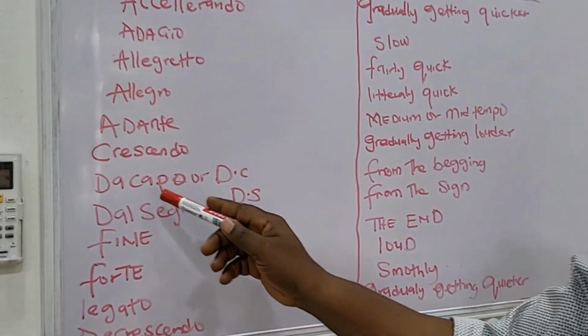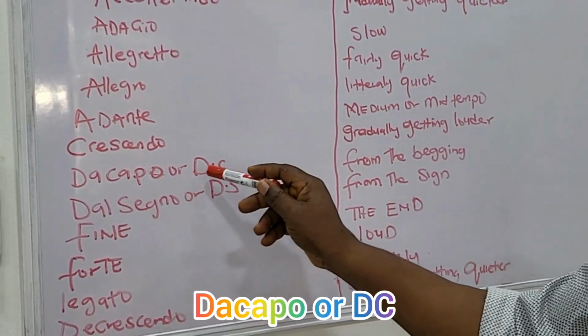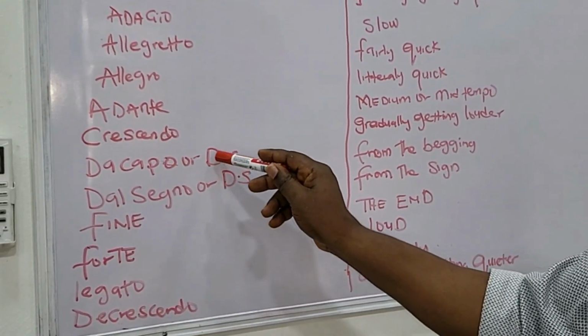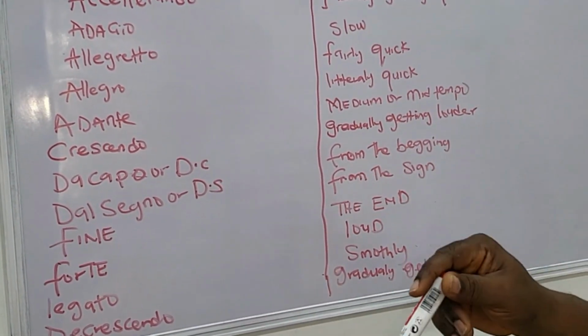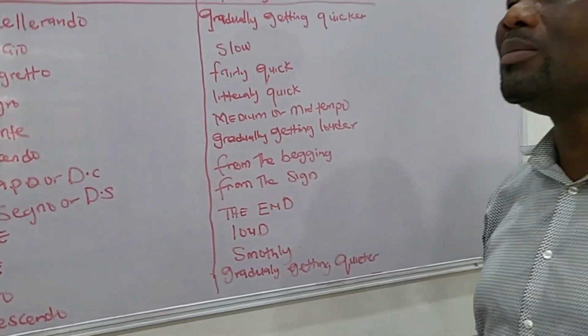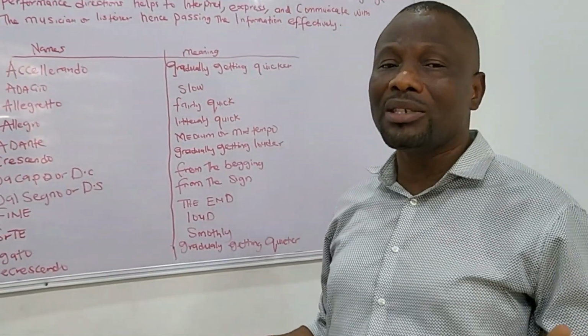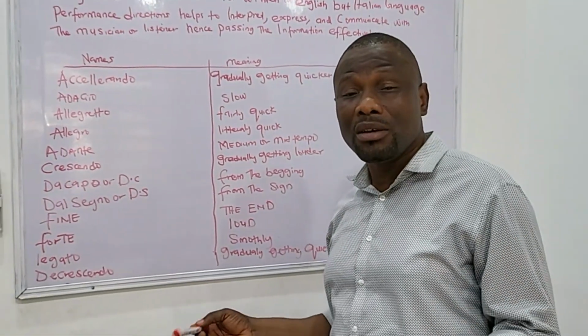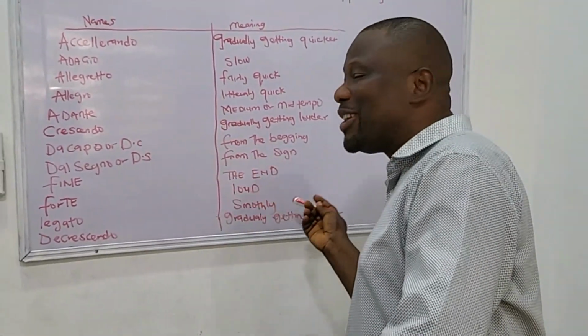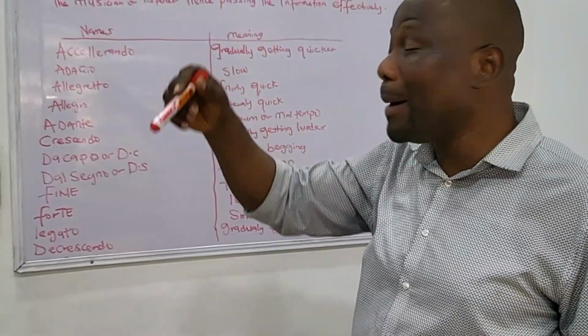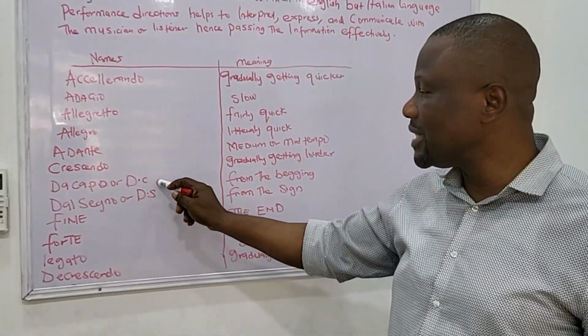You always see this in music. It's called da capo. They always write DC. What it means is that you should play the music from the beginning. Let's say a tune is playing and you now see DC. It means you should repeat it. Go back to the beginning again and play the same tune. That is what DC means.